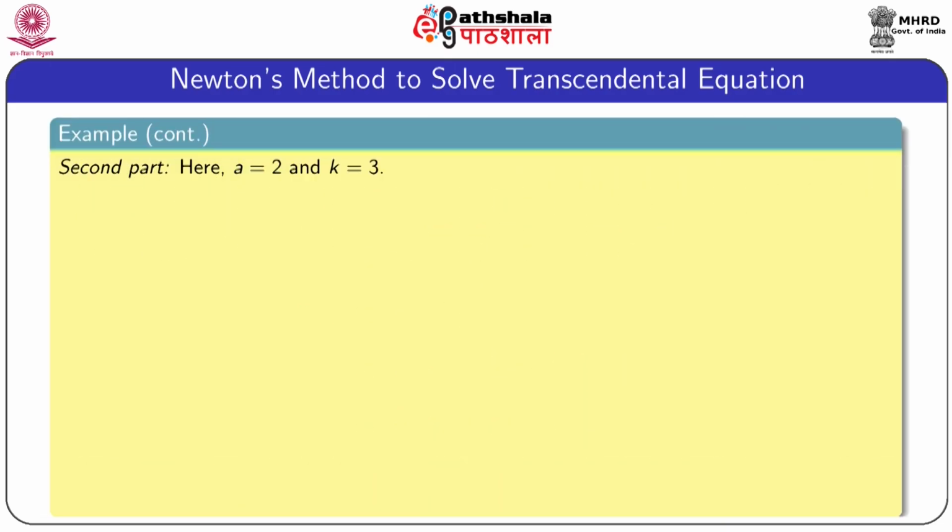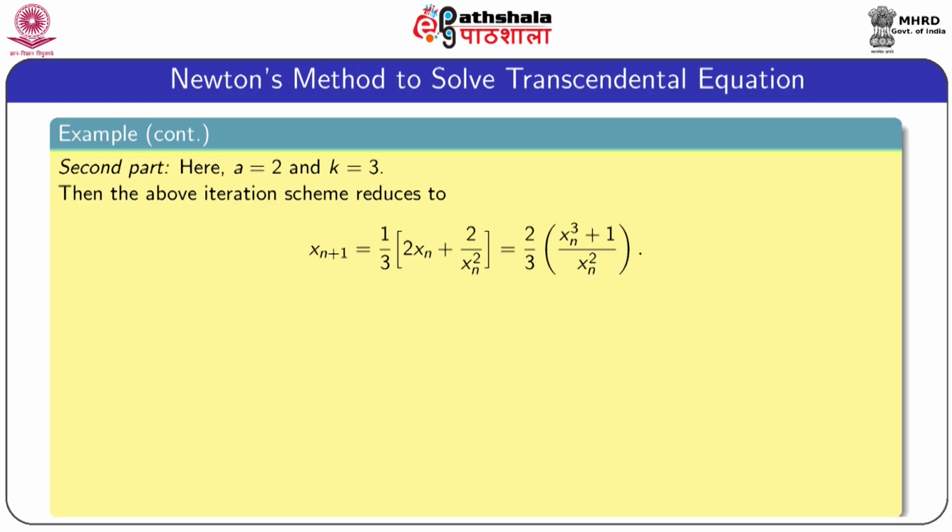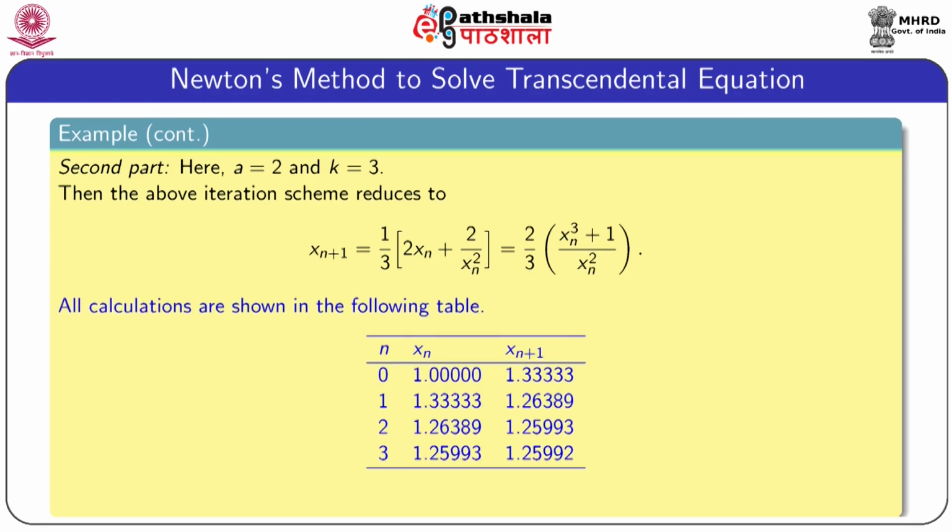Now, for the second part, we have a equal to 2 and k equal to 3. So, for this problem, the iteration scheme reduces to x(n+1) equal to 2 by 3 into (xn to the power 3 plus 1 by xn to the power 2). Now, all the calculations are shown in the following table.